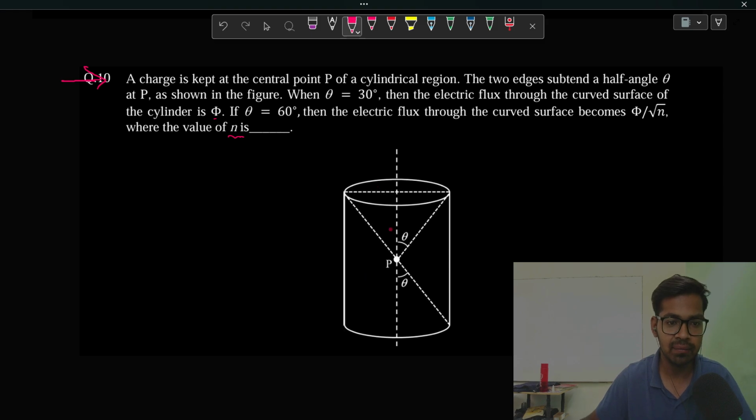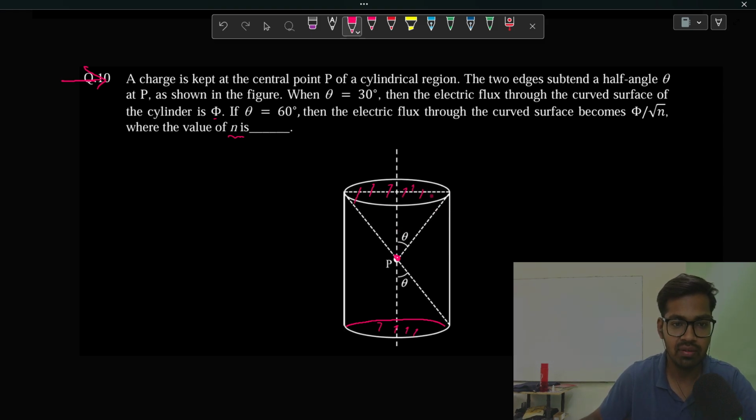The case is that there is a charge at the center of this cylinder. The flux is passing through the cylinder in two ways: the flux passes through this disk and this disk, and the flux passes through this curved surface.